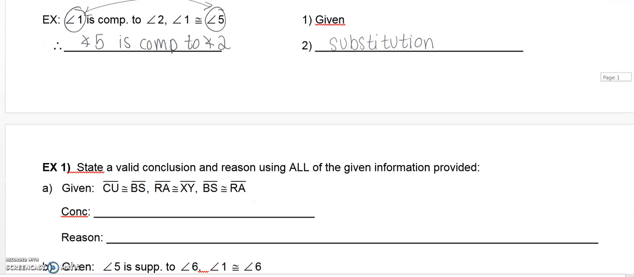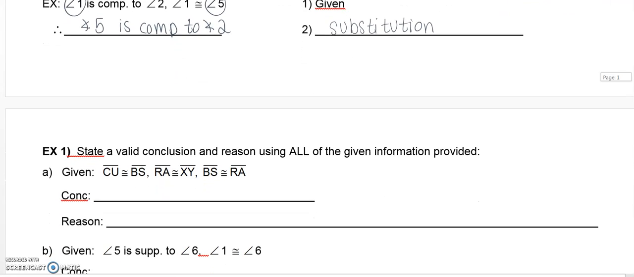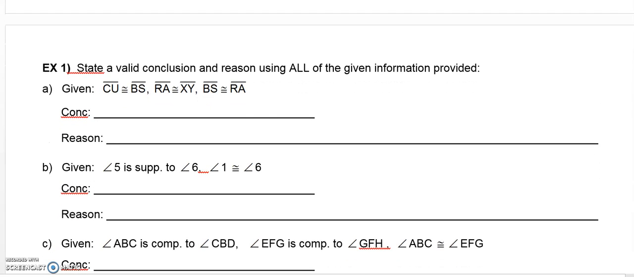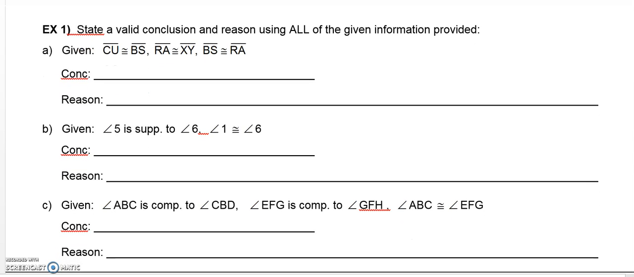Okay, we're going to do some example problems based on the given information. Some of them use substitution, some use the transitive property, and some use your other knowledge from geometry, just pulling from that toolbox. So let's look at our first example. We're going to state a valid conclusion and reason using all of the given information provided.